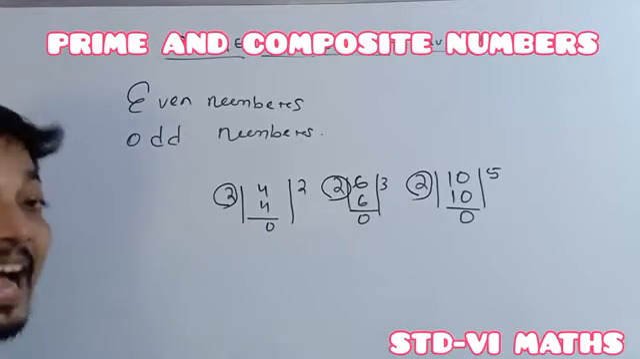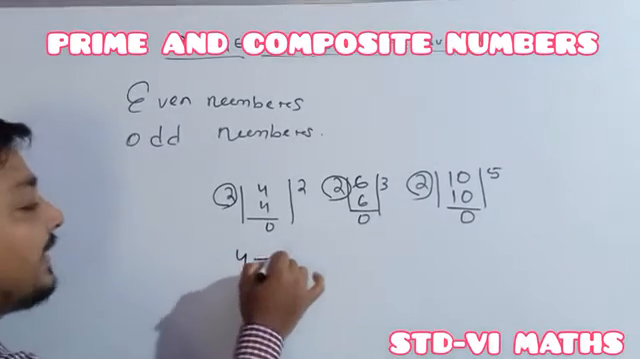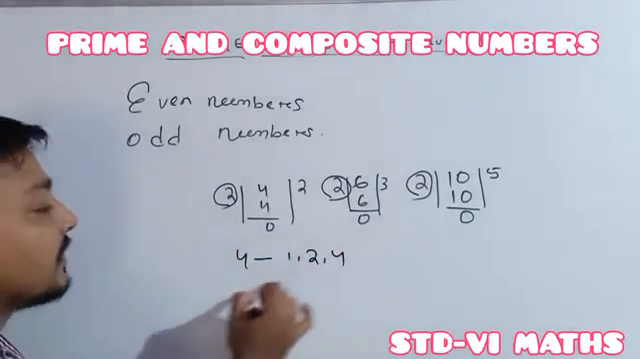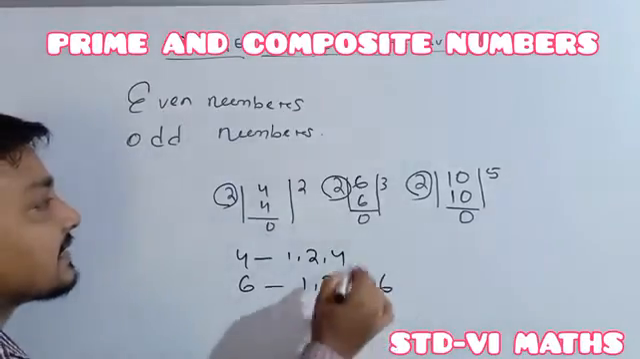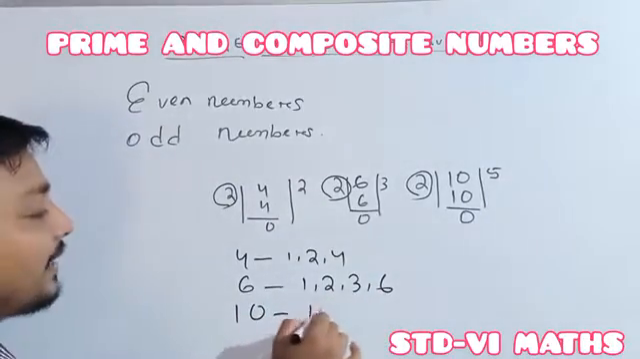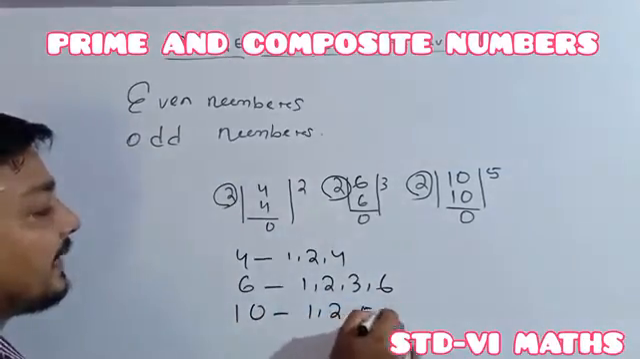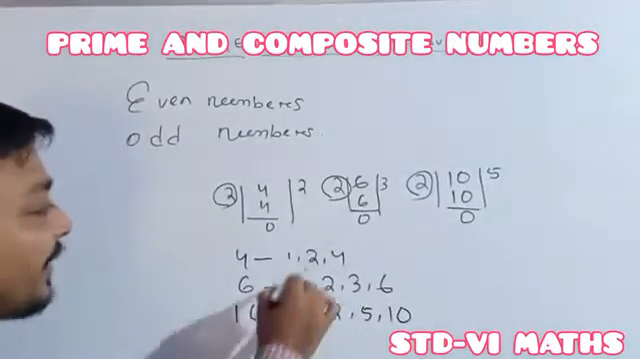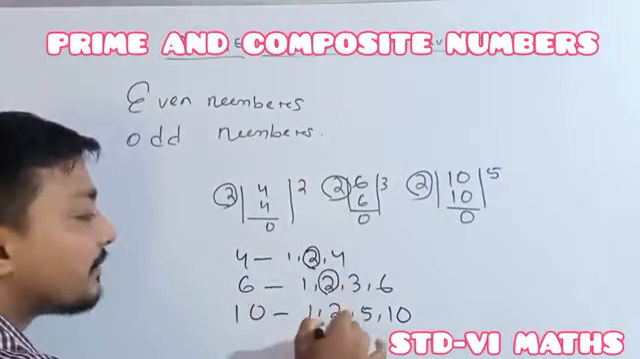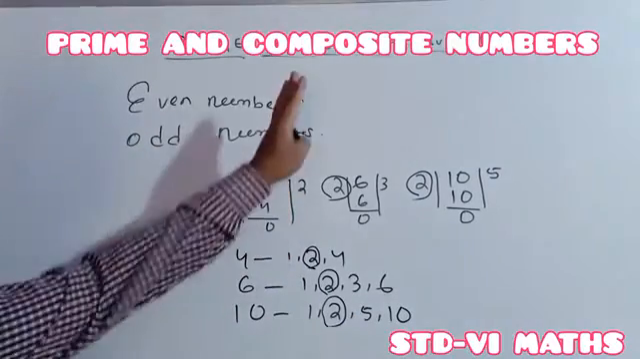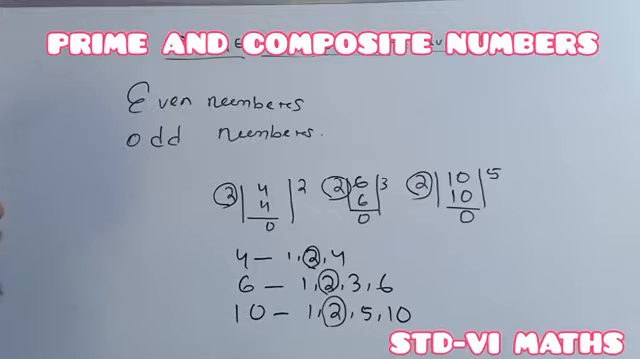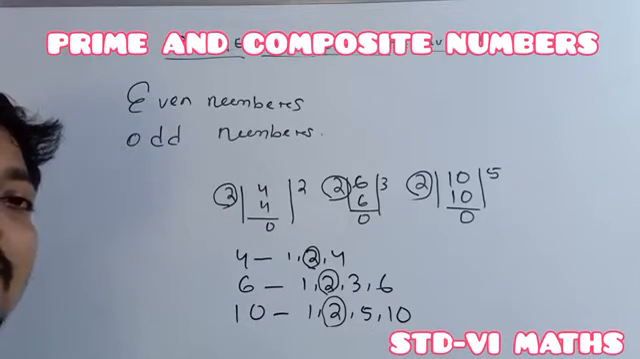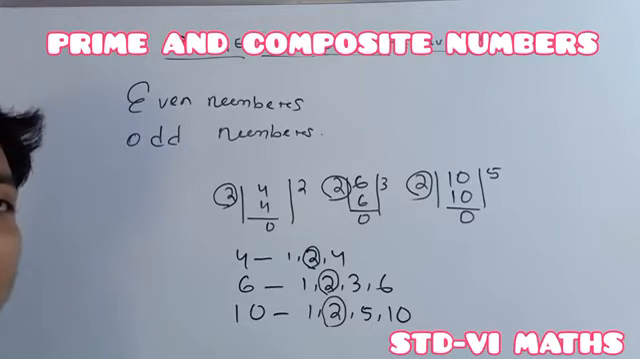Understood? Otherwise, another definition, remember: 4, its factors are 1, 2, 4; 6, its factors are 1, 2, 3, 6; 10, its factors are 1, 2, 5, 10. So it means everywhere you are getting 2 as a factor. So remember the definition of the even number in two ways. First, you have to remember the numbers which are divisible by 2. The numbers which are divisible by 2 are called our even numbers.